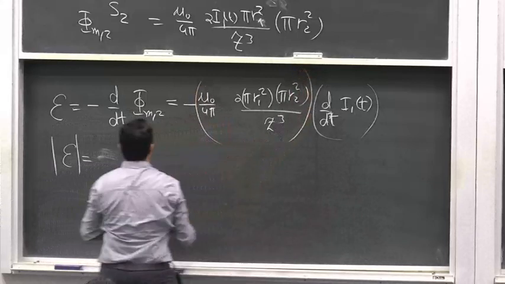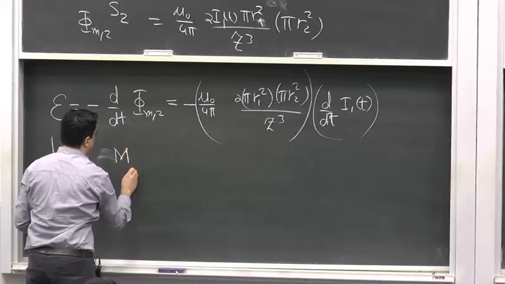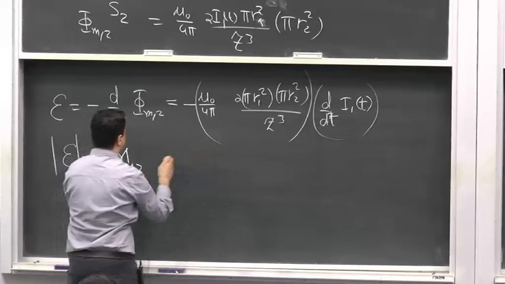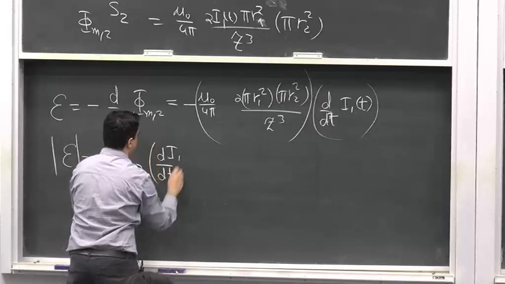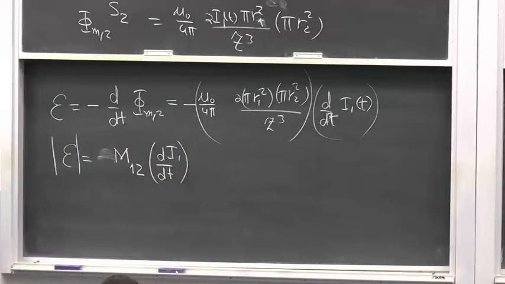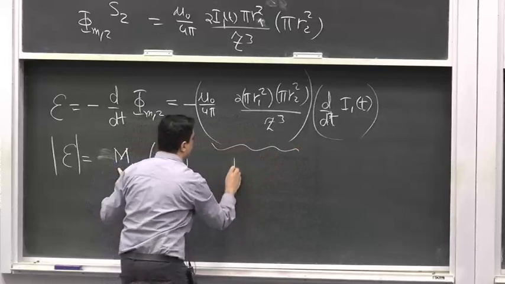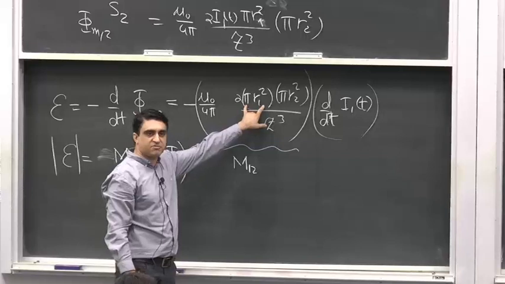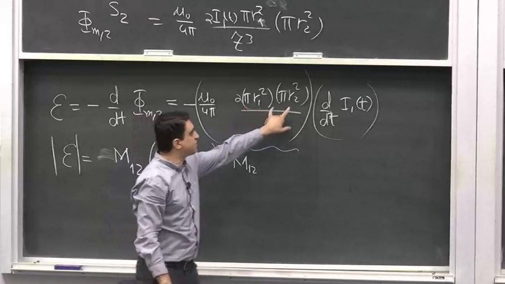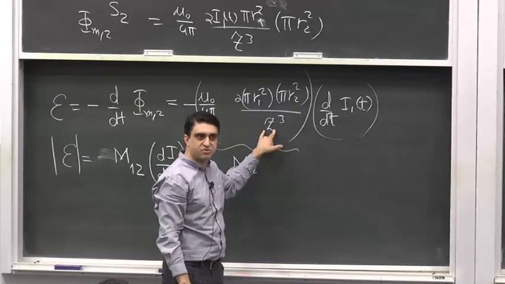this factor, and I would call this factor as M1,2 multiplied by dI1 by dt. That quantity which I have represented by M1,2, what does it include? It includes the area of the first coil, it includes the area of the second coil, and it includes the distance between the two coils.